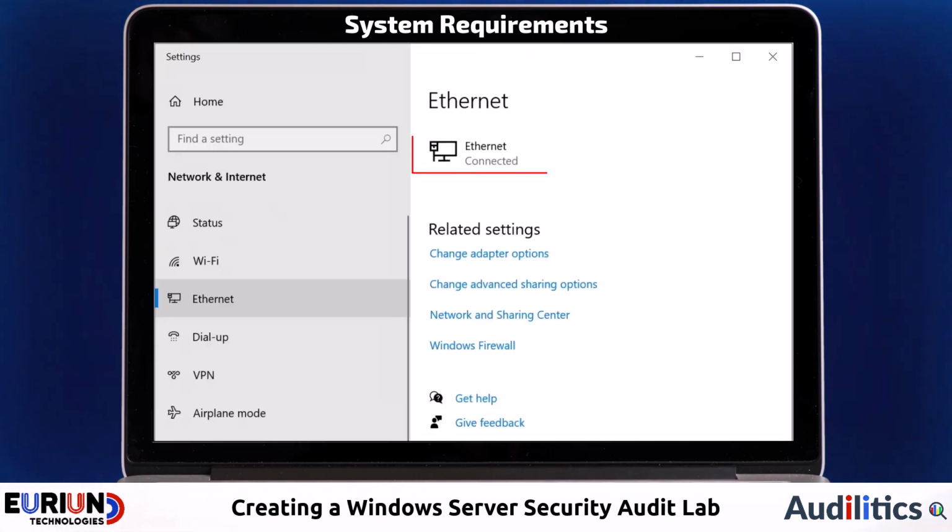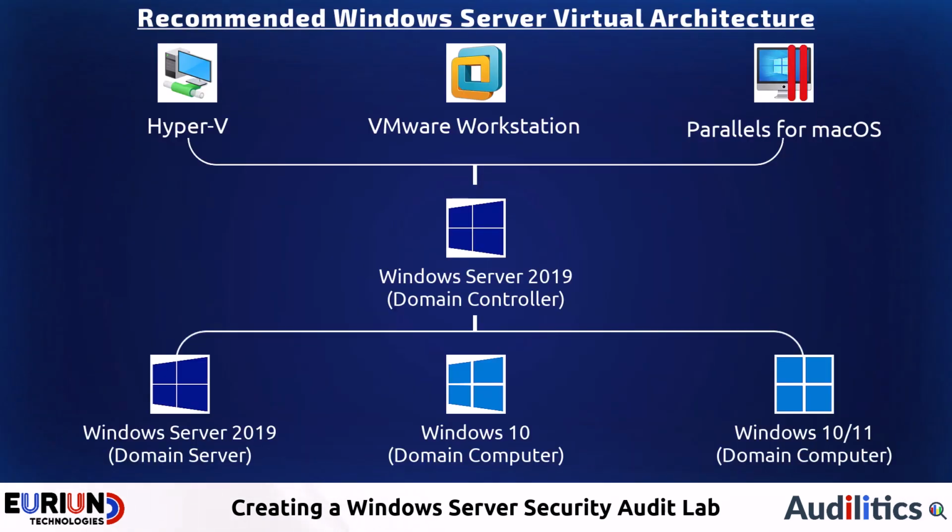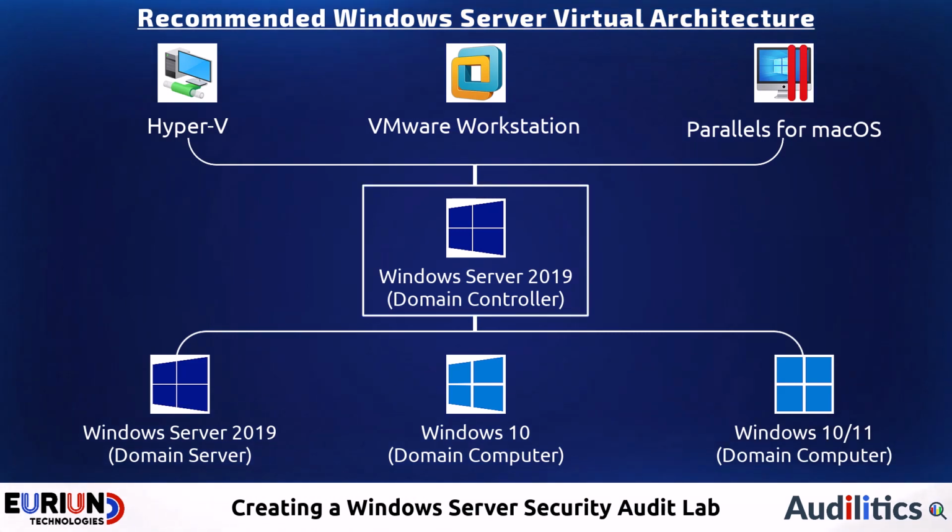An Ethernet adapter is required for connecting virtual machines in Hyper-V to the Internet. Virtual machines hosted in VMware Workstation can be connected to the Internet using either the physical computer's Wi-Fi adapter or the Ethernet LAN adapter.